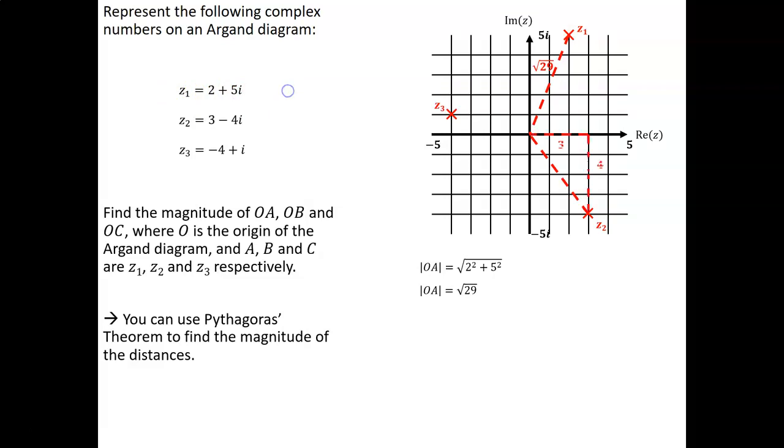z2, that's 3 across, 4 down. So the magnitude of OB, or z2, is the square root of 3 squared plus 4 squared. Hopefully you should notice that's 5. And note that I'm using positive numbers for both of them because we're just measuring distances. And for z3, we've got 4 and 1. And so the magnitude of OC, or z3, is the square root of 4 squared plus 1 squared, which is root 17.